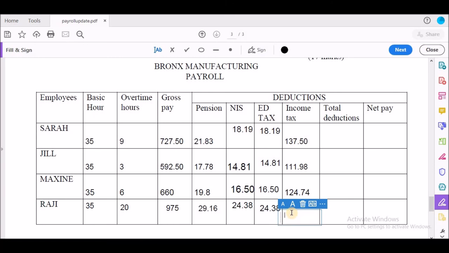Last one for income tax. So we're going to take 975, and we're going to take from the 975 $29.16. And then we're also going to subtract $24.38. We're left with $921.46 times 20%, and that's $184.29.